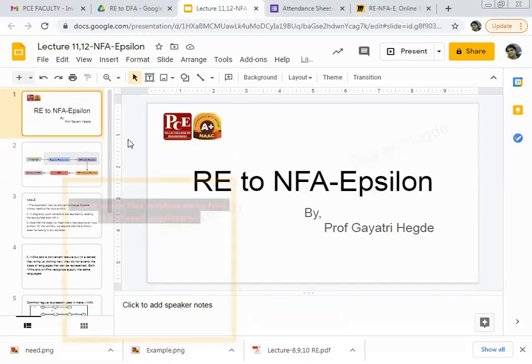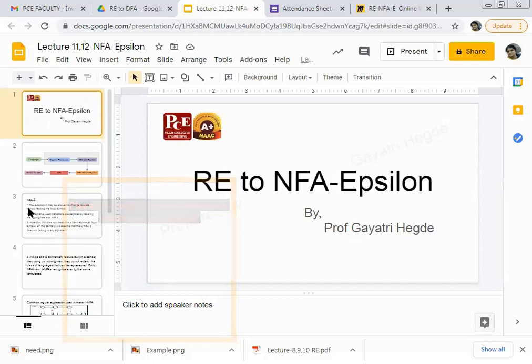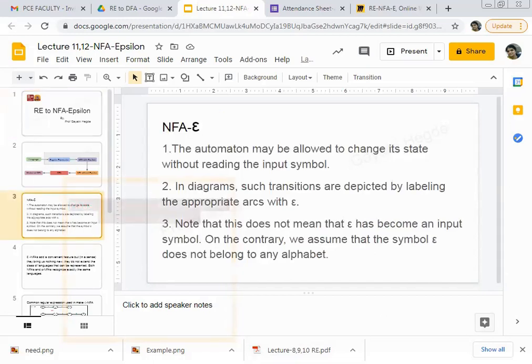So we have already started with RE to NFA, right? We saw what is NFA with epsilon. What is NFA with epsilon? If there is any state which is moving to some other state on null input, without reading any input, it is just moving from one state to another. That is known as NFA with epsilon. We have already seen the definition.